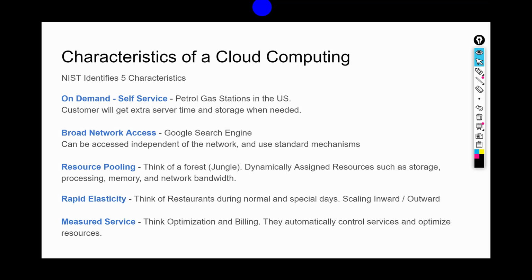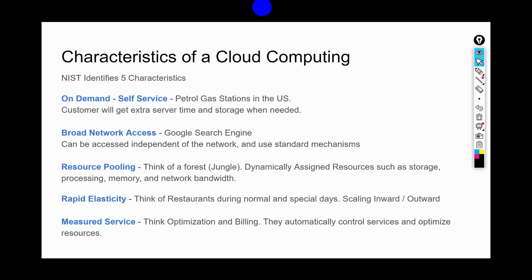If our users go up, down, demand goes up for a certain service. Amazon would be a great example. During holiday seasons, shopping goes up. They have to spin up more servers so that Amazon.com is available for billions of people. So that's rapid elasticity. So that's another characteristic of cloud computing.